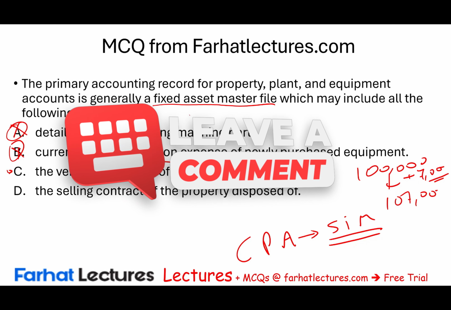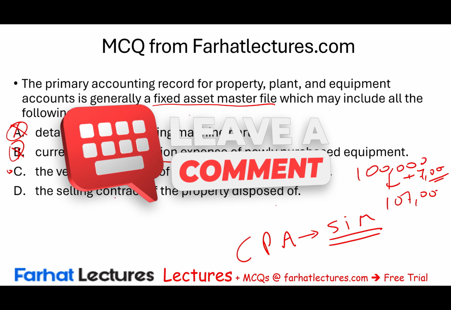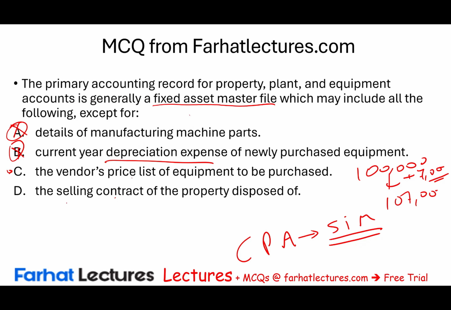But let's look at D, the selling contract of the property disposed. Yes, if you sold the asset, the master file will show it's sold and it will show the price. So that's out. C is something that you will not see on a fixed asset master file. The fixed asset master file will show you when you bought the asset, how much you paid for it, the description, and depreciation. In a typical CPA exam simulation, they would ask you to reconcile this to the financial statements.